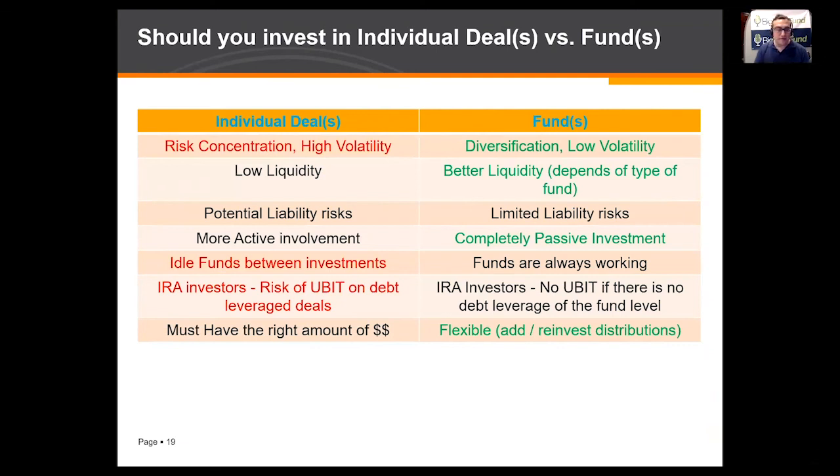Please remember that IRA investors have a risk of UBIT, unrelated business income tax, associated with debt leverage of a deal, whether it's an individual deal or syndication. Funds may have the same risk if they have leverage at the fund level, but there is no UBIT, generally speaking, if there's no debt leverage at the fund level.